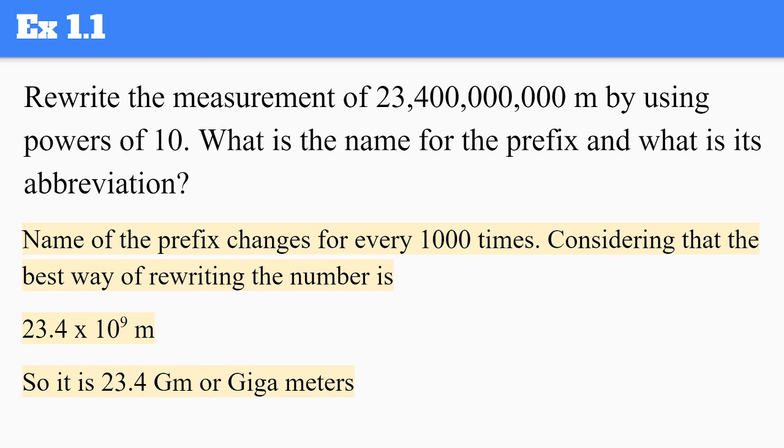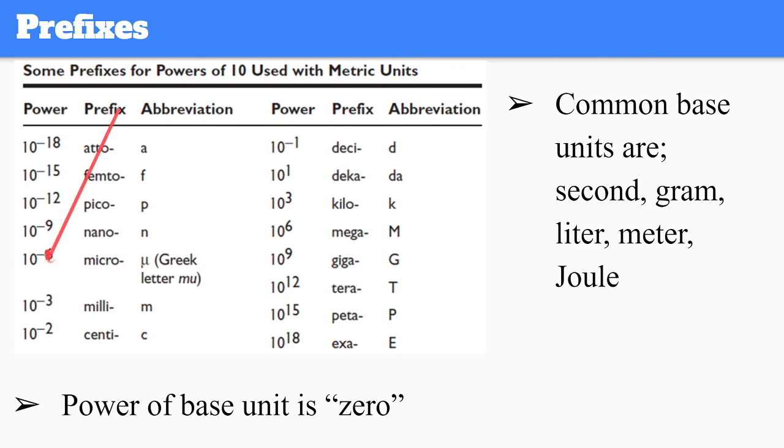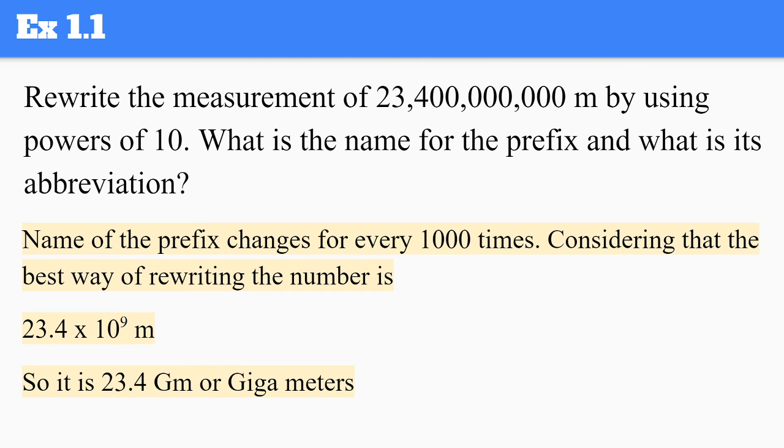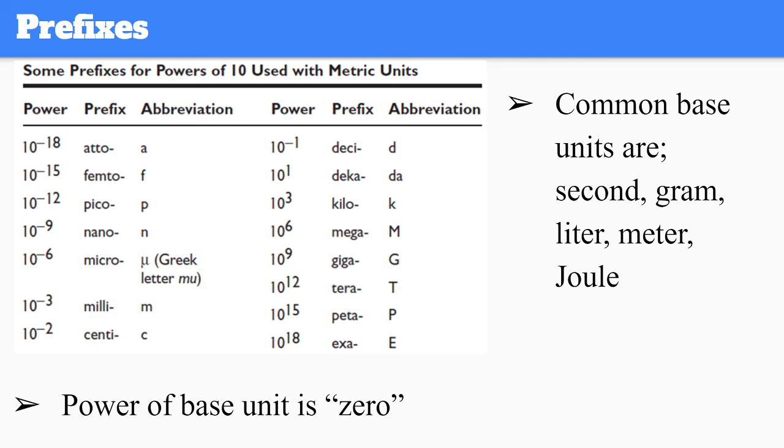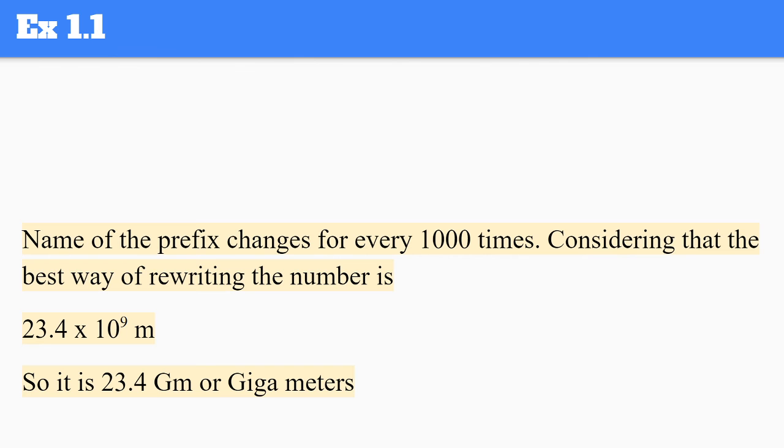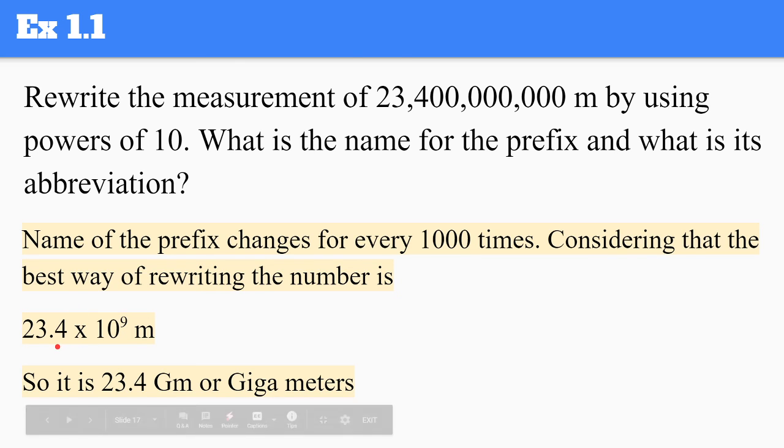Well, like I said, prefixes go by powers of 3, so they change by 3 or times 1,000. Once you look at it, you have 3 zeros, another 3 makes 6, and another 2 makes 8. We don't have a specific name for 8 zeros, but we have a specific name for 9 zeros. So it's better to write it as 23.4 times 10 to the power of 9 meters. Looking at the chart, 10 to the power of 9 is represented with giga. So this can be written as 23.4 gigameters, or capital GM. All right, so that's how we do it.